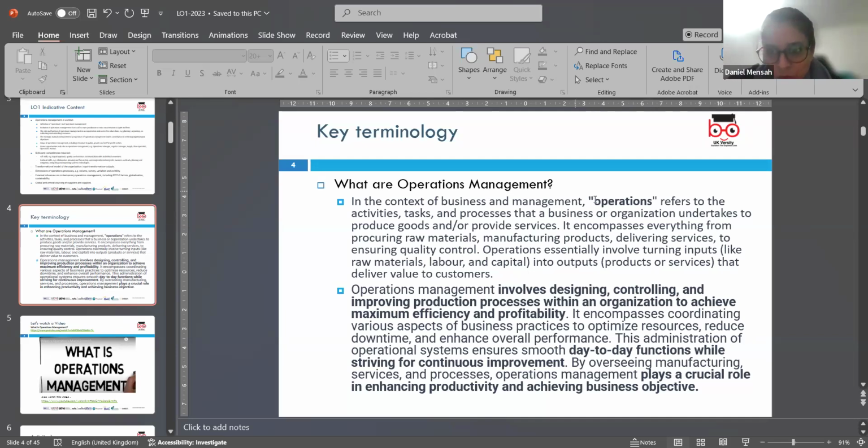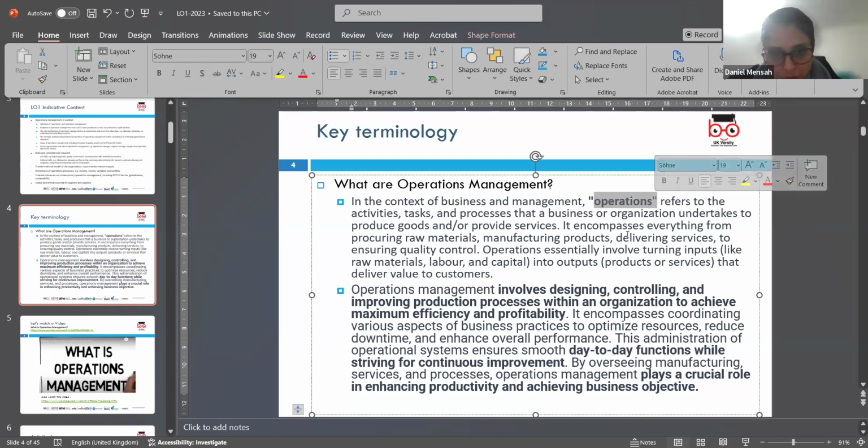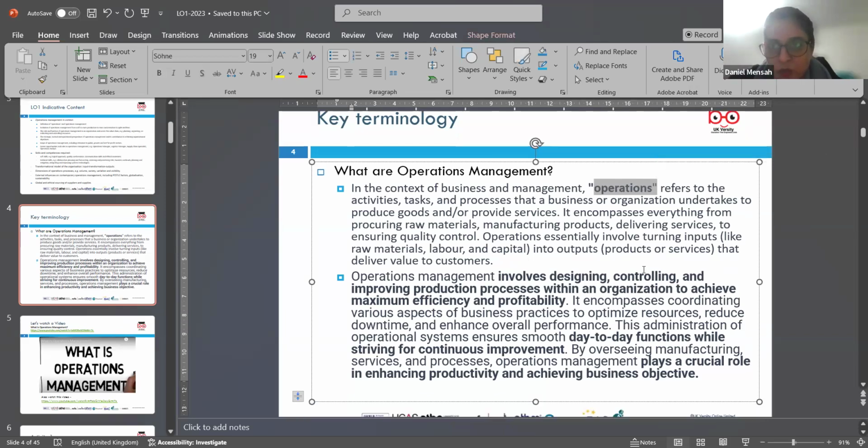This is the explanation of operations. If we talk about operation management, like other management functions, operation management also involves designing the operations, controlling them, and improving the production process within an organization. The reason to improve it is that every organization is striving to improve the efficiency and the profitability of the company. If your operations are efficient, of course, it will increase the profitability of the organization.